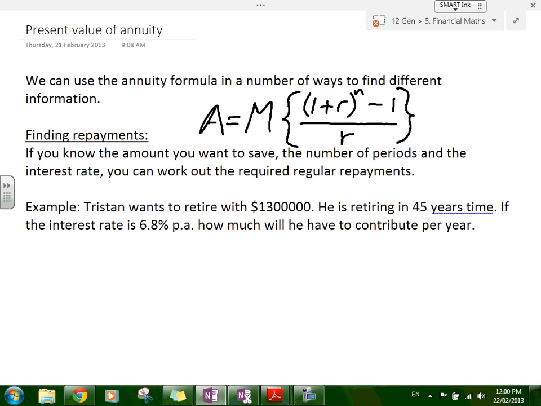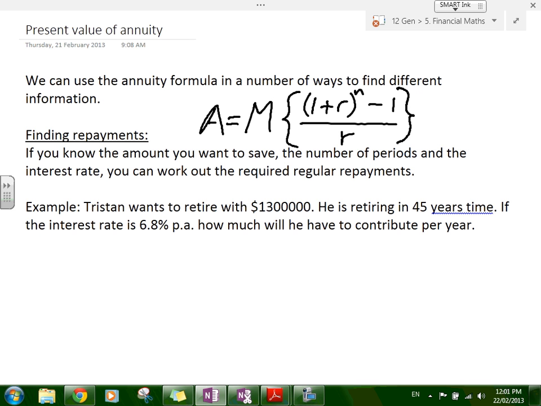Tristan wants to retire with $1.3 million, $1,300,000. He is retiring in 45 years' time. If the interest rate is 6.8% per annum, let's say over the life, how much will he have to contribute per year? And so this would be an interesting exercise. If you from now want to have $1.3 million in superannuation to retire with, how much would you have to save per year to get there?